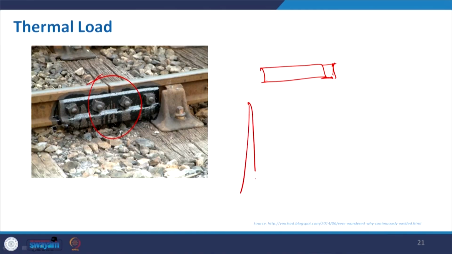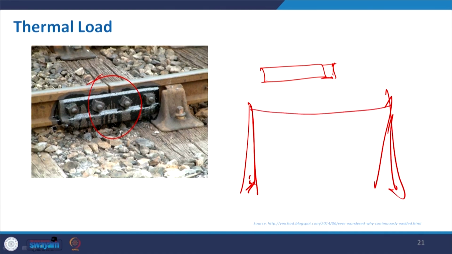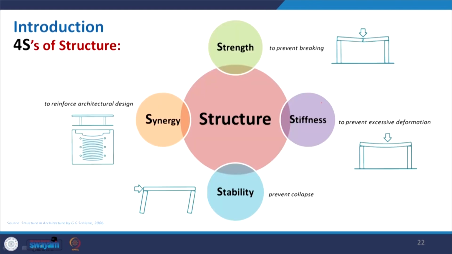The same is true with the electrical tower, where in winter we have almost this kind of arrangement, but during the summer it expands, so we get a sagging. We have to encounter this; we cannot take this length as universal, because it will develop some strain, sometimes tension, so it may collapse. So thermal load is another important thing, and along with that everything should satisfy the 4 A's of the structure that we already discussed.